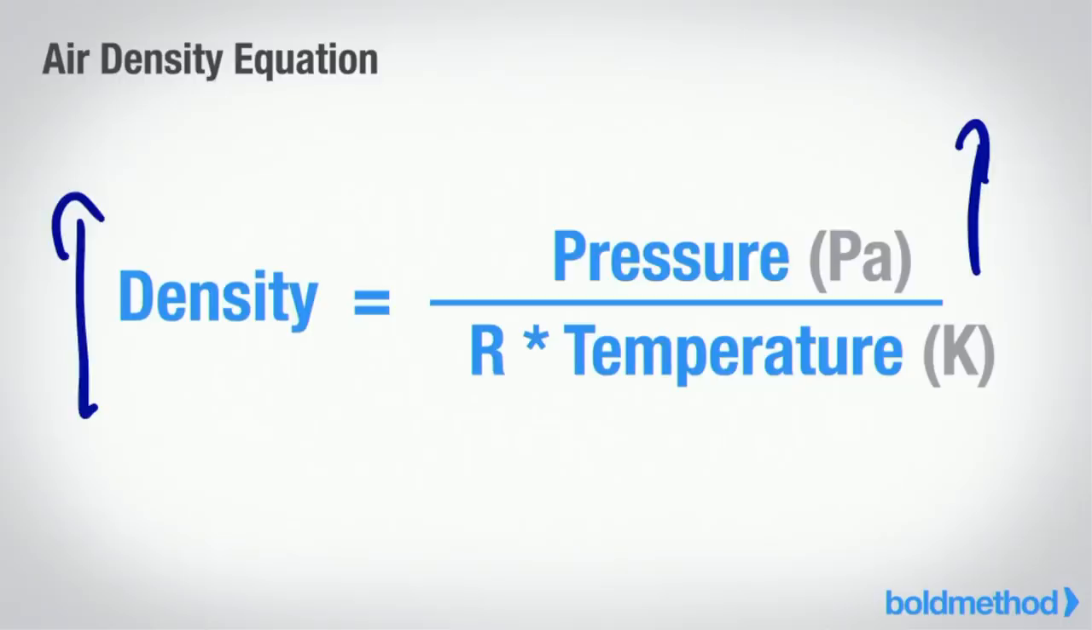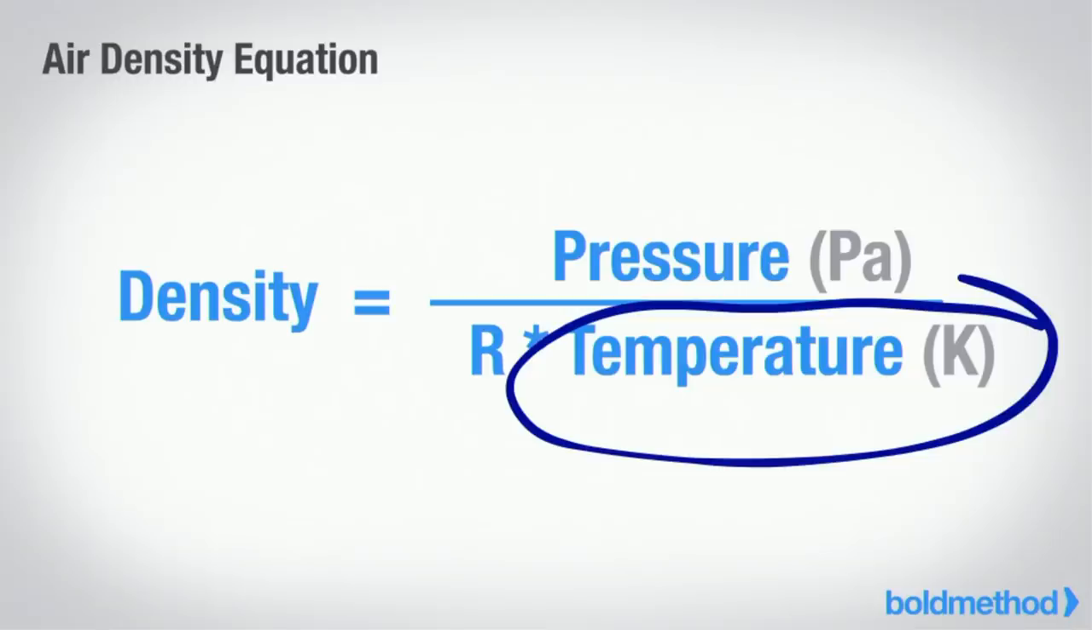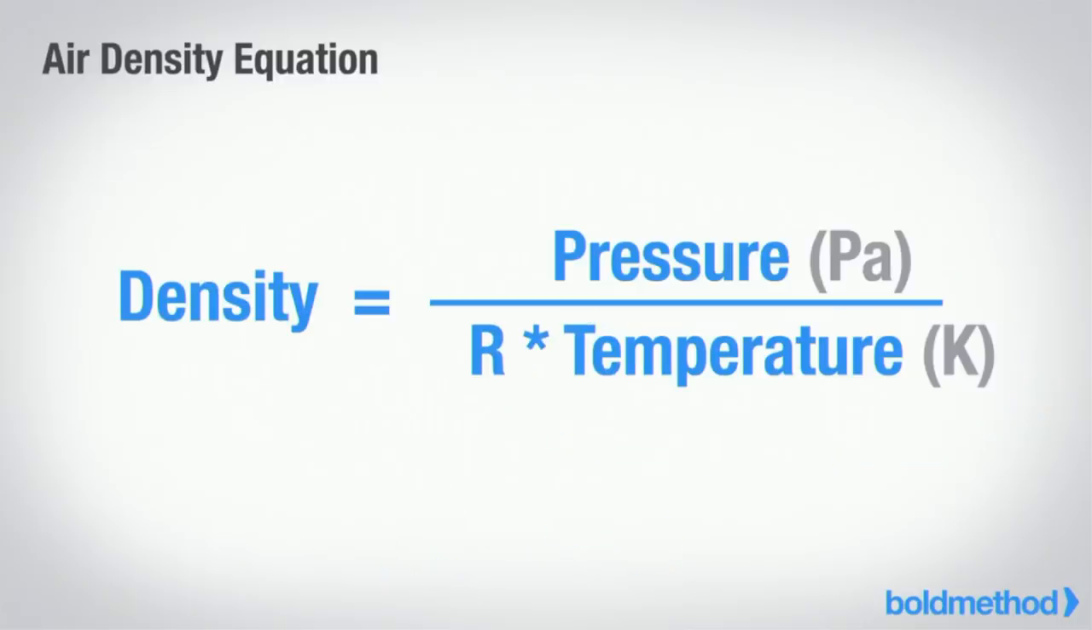Okay, if we take a look at the bottom, that's where we have our temperature. And here, this is temperature in absolute Kelvin. So it's basically starting at zero and going up. And if we look at that, it's inversely proportional to density. So as we start to raise temperature, density is going to go down. Simple enough.